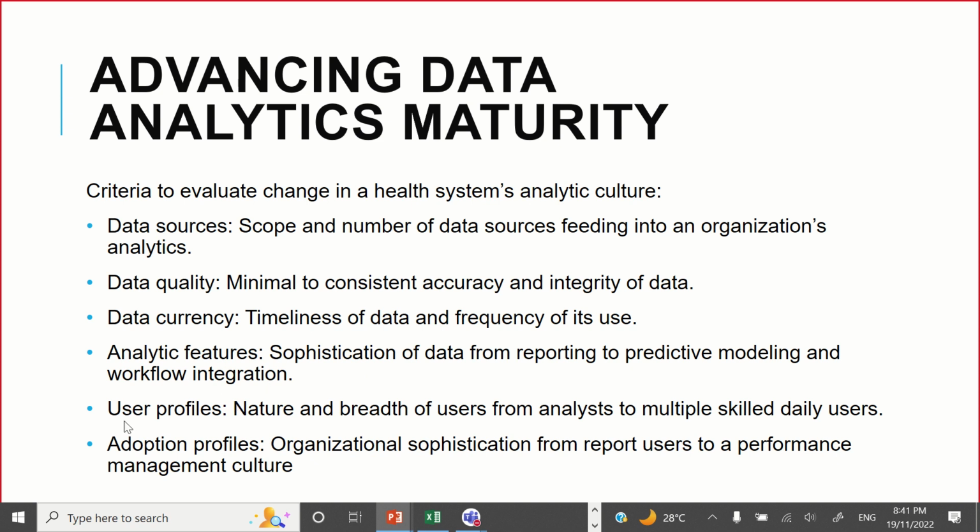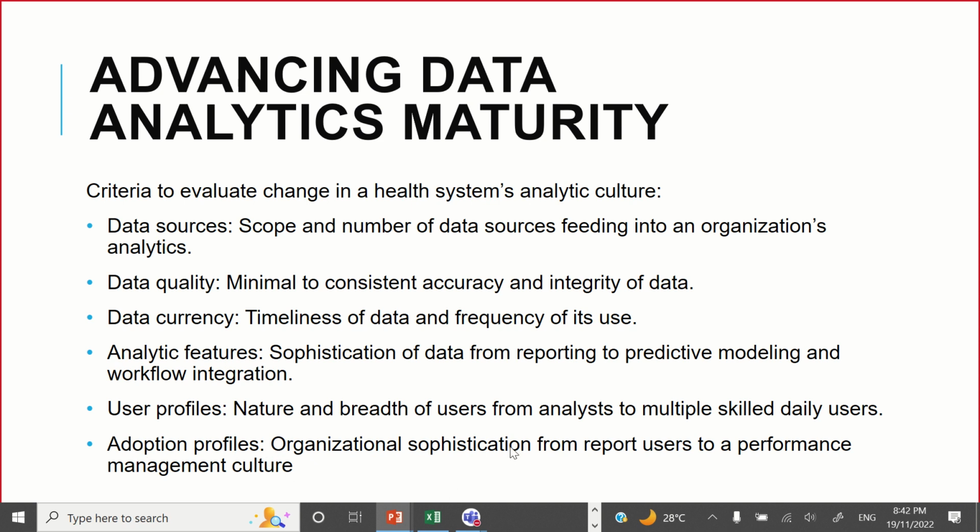And then it looks at user profiles. So who are the people who are using the data? Is it analysts? Is it skilled daily users? Is it the management? Who's really using the data? And the more the data goes into more maturity, you expect there's going to be more users of the data growing with you. And then it looks at the adoption profiles.